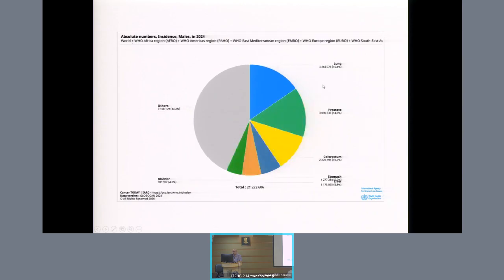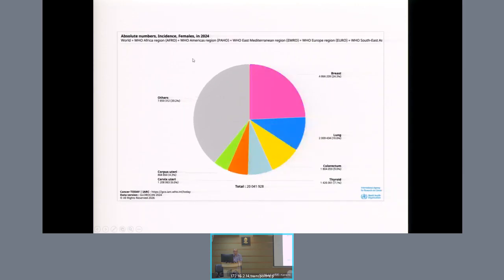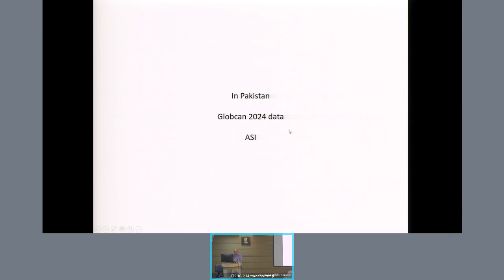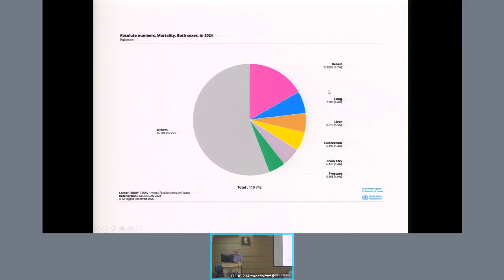Among males worldwide, lung cancer is the leading cancer, followed by prostate and colorectal. And for mortality among males, lung cancer is at the top, followed by colorectal and liver cancer. Among women, breast cancer is the leading cancer, followed by lung cancer, and then colorectal, thyroid, and cervical and endometrial. And mortality-wise, breast cancer is the leading cause, followed by lung cancer. The data about Pakistan, according to that, lung cancer is the leading, followed by breast and then colorectal. They are more or less similar. Mortality-wise, breast cancer is the leading cause in both genders, followed by lung cancer, liver cancer, colorectal.